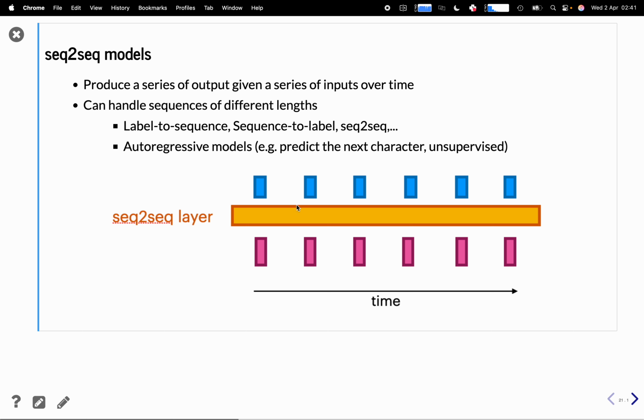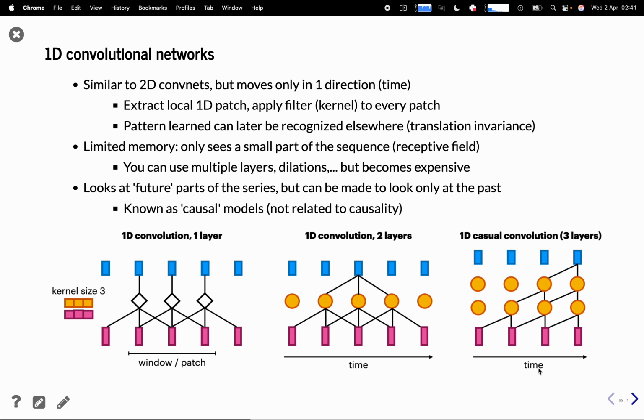And then you have autoregressive models, which only predict the next output character or token, right? Like an autocomplete function. You would look at your previous sentence and then try to predict what the next word in your sentence will be. There are different ways of building them, and we'll talk about a few possibilities. The first of all is a 1D convolutional network. This is very similar to what we saw before with 2D convolutions. This is just 1D.